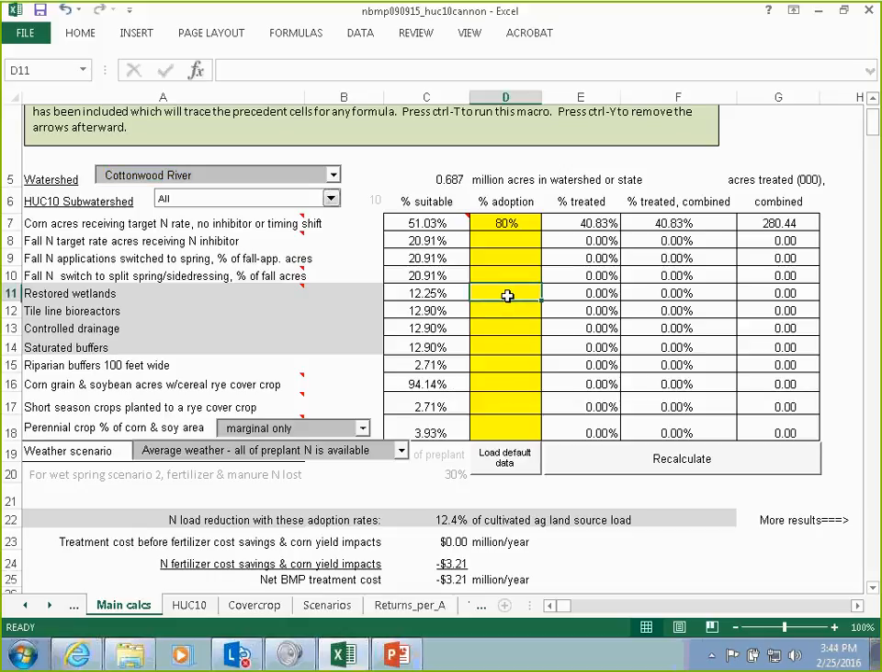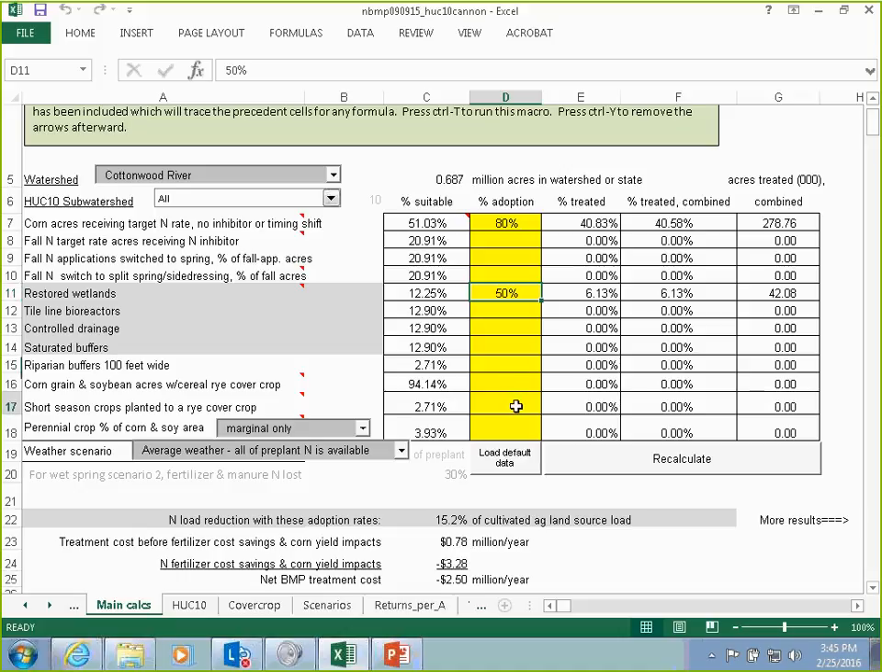But if we need more than that, if we need to get up closer to 20% reduction, we can look at other BMPs. So let's say we're going to put some restored wetlands, some constructed wetlands in here, and we want to do that on 50% of the suitable land. We can do that, hit the recalculate button again, and now we're up to 15.2% nitrogen reduction. The cost of those wetlands is about $750,000 per year annualized cost, and those are net costs considering many different factors. And so that's a net cost of about $2.5 million when you include the fertilizer savings, or that's savings of $2.5 million.